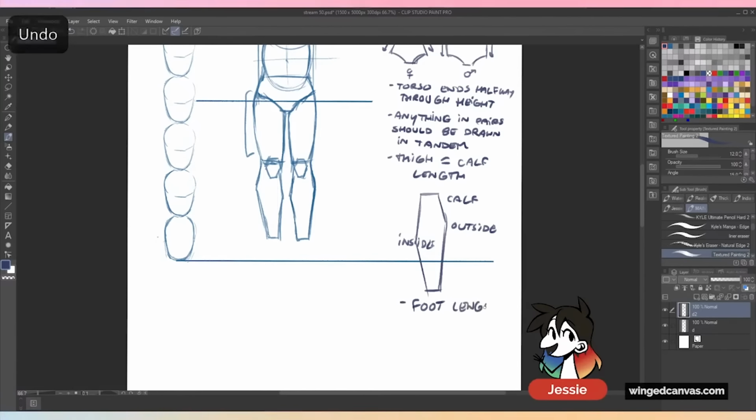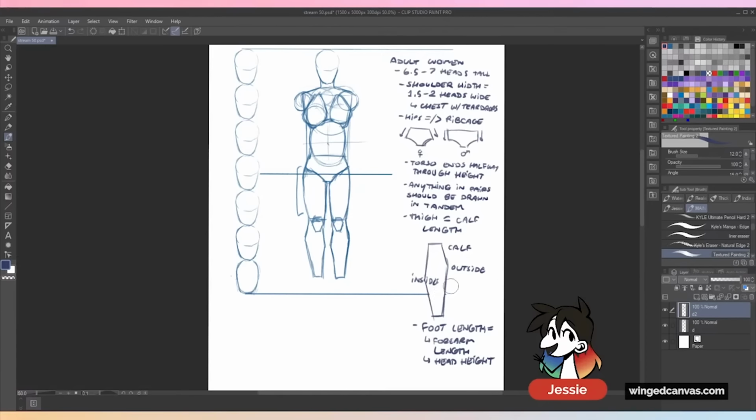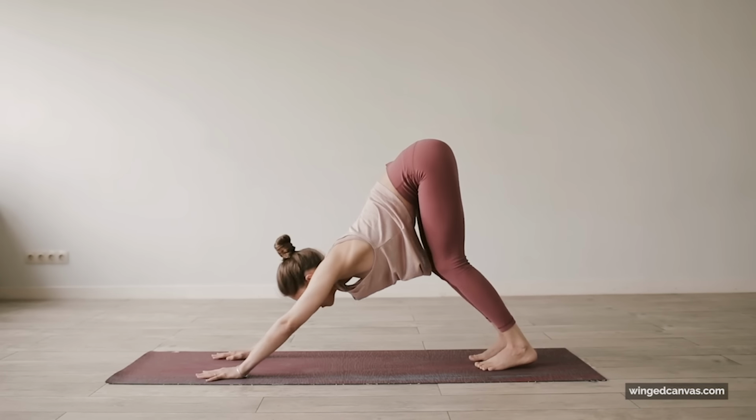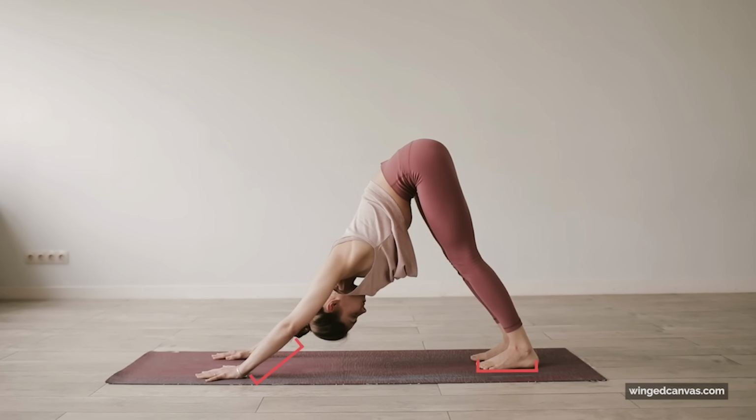Here's a fun little thing for you, by the way. Your foot length is equal to your forearm length and your head height. Do something for me. If you're flexible enough, put your foot right up next to your face. If you're not flexible enough, put your foot right up next to your forearm. Notice the exact same length. That's how you know how long your feet should be.